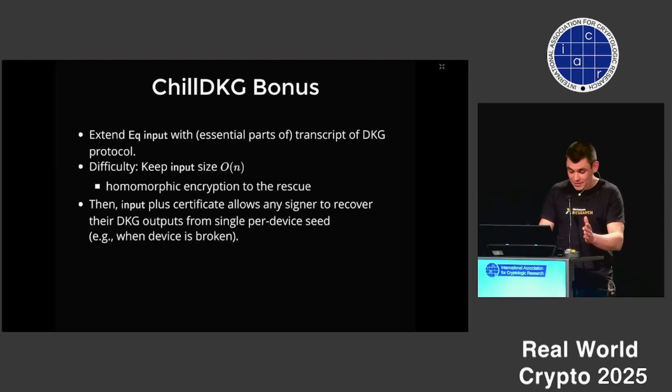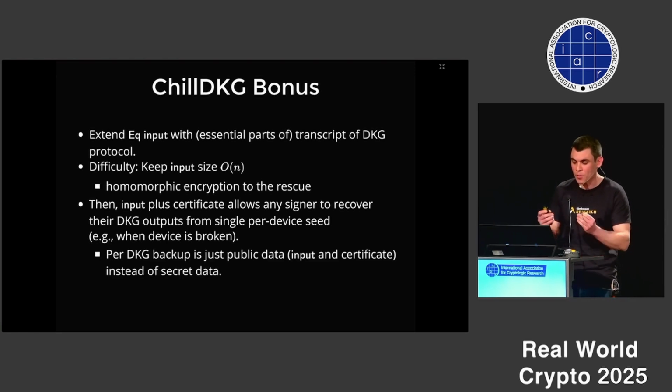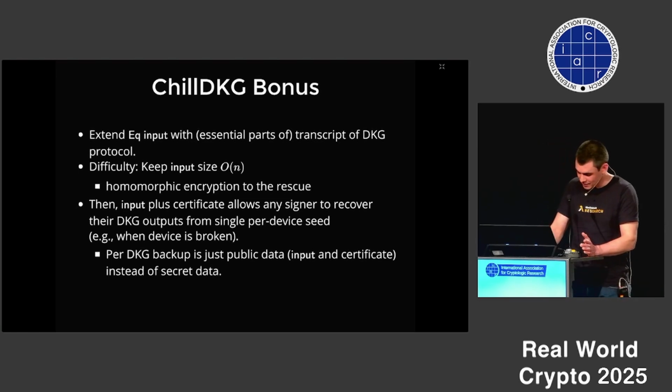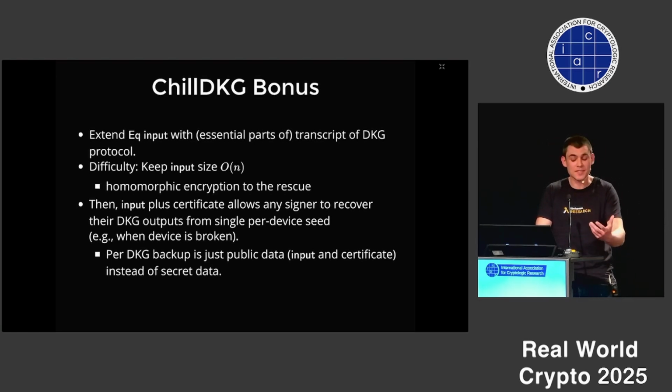But the crucial part is that then this extended input and the certificate allows any signer to recover their DKG outputs from a single per device secret seed, for example, when the device is wiped or broken. And what this means is that the per DKG backup is just public data, namely the input and certificate, instead of secret data, which is what you would usually have to back up from a DKG. And we believe that this significantly simplifies backing up Frost signing keys because the recovery data is the same for all participants and it can be stored by an untrusted third party.